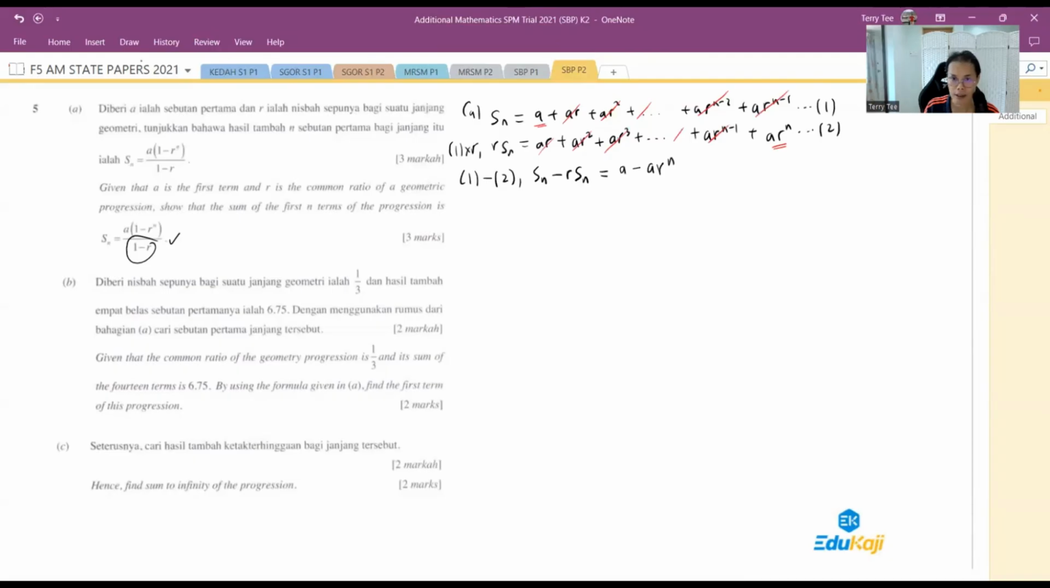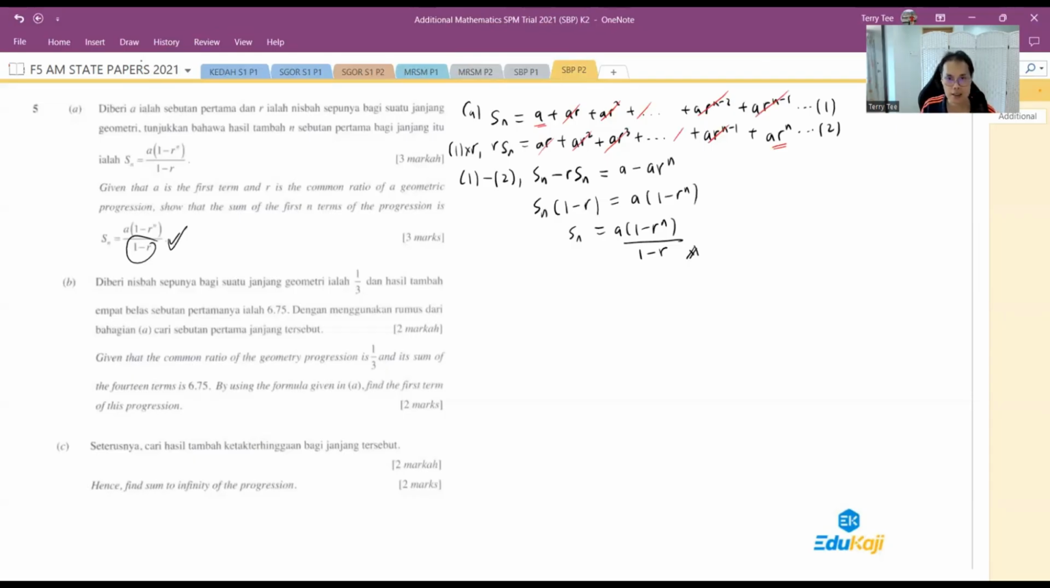So we can factorize here. I'm going to take out S_n(1 minus R), right? And I'm going to take out A(1 minus R power n). And when I divide them, I get S_n equals A(1 minus R power n) over (1 minus R). There you go. I have derived this formula here already.